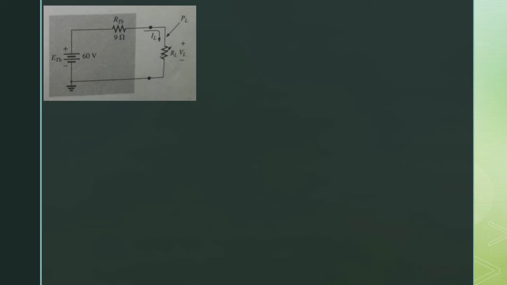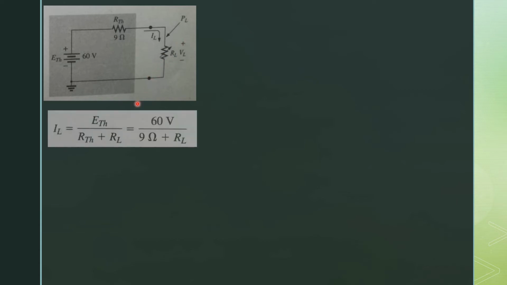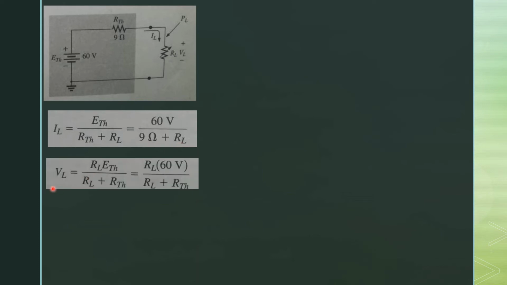Let us take an example to verify that the maximum power is delivered when R Thevenin is equal to the load resistor. E Thevenin is equal to 60 volt, R Thevenin is equal to 9 ohm, and the load resistor is basically a variable load resistor. So when we find the value of the current, which is equal to E Thevenin divided by R Thevenin plus RL, substituting the values of E Thevenin and R Thevenin, we get 60 volt divided by 9 ohm plus RL. RL is basically a variable resistor. So VL is equal to RL into E Thevenin divided by RL plus R Thevenin, which is equal to RL into 60 divided by RL plus R Thevenin.